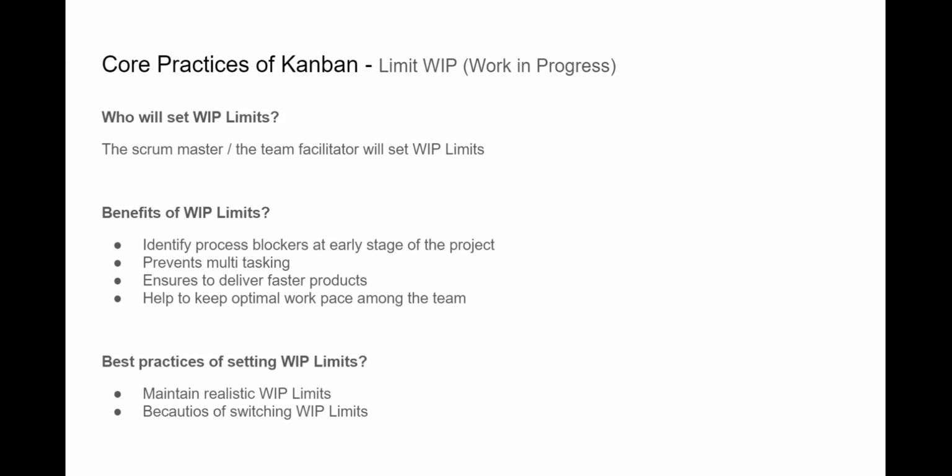WIP limits are important as they reveal the bottlenecks and blockers at the early stage of the project. It assists the team to understand the actual capacity. It prevents the team from being overburdened, and also helps the team focus and complete the relevant tasks. With the use of WIP limits, team members avoid starting a new task when the current task is incomplete, or when the task turns out to be difficult or blocked. WIP limits ensure the entire team focuses on it and moves forward only once the task is completed.